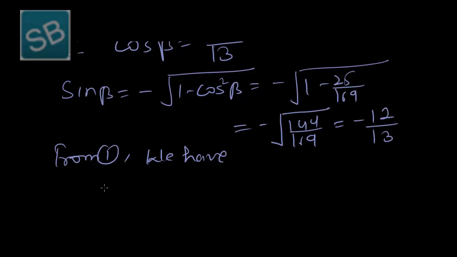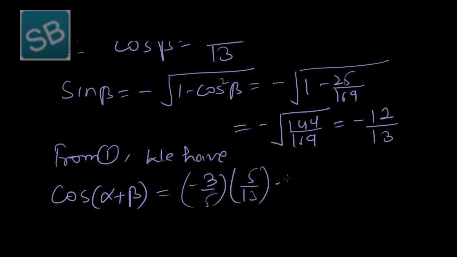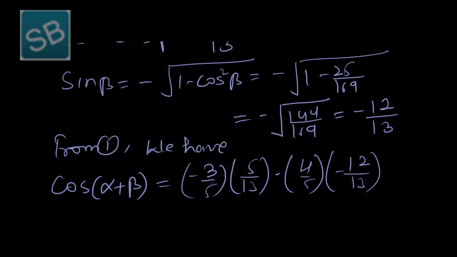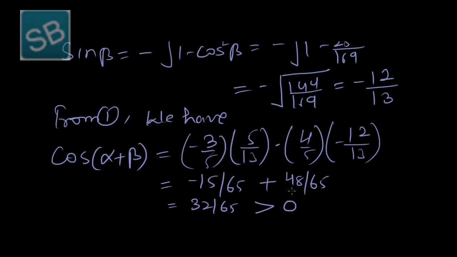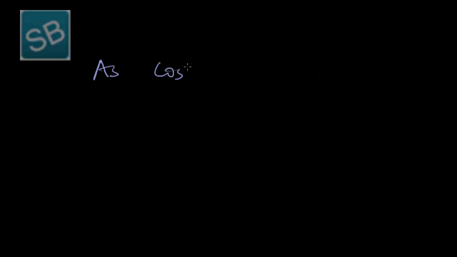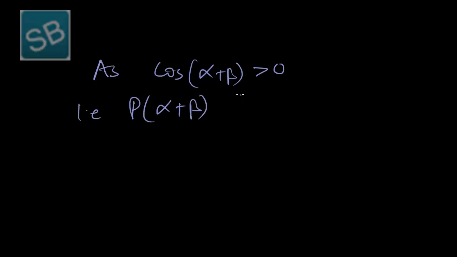we have cos of alpha plus beta is equal to, by substituting all the values, minus 3 over 5 into 5 over 13 minus 4 over 5 into minus 12 over 13. So we get minus 15 over 65 plus 48 over 65. That is 33 over 65, that is greater than 0, as cos is positive. As cos of alpha plus beta is greater than 0, P of alpha plus beta lies in the first quadrant.